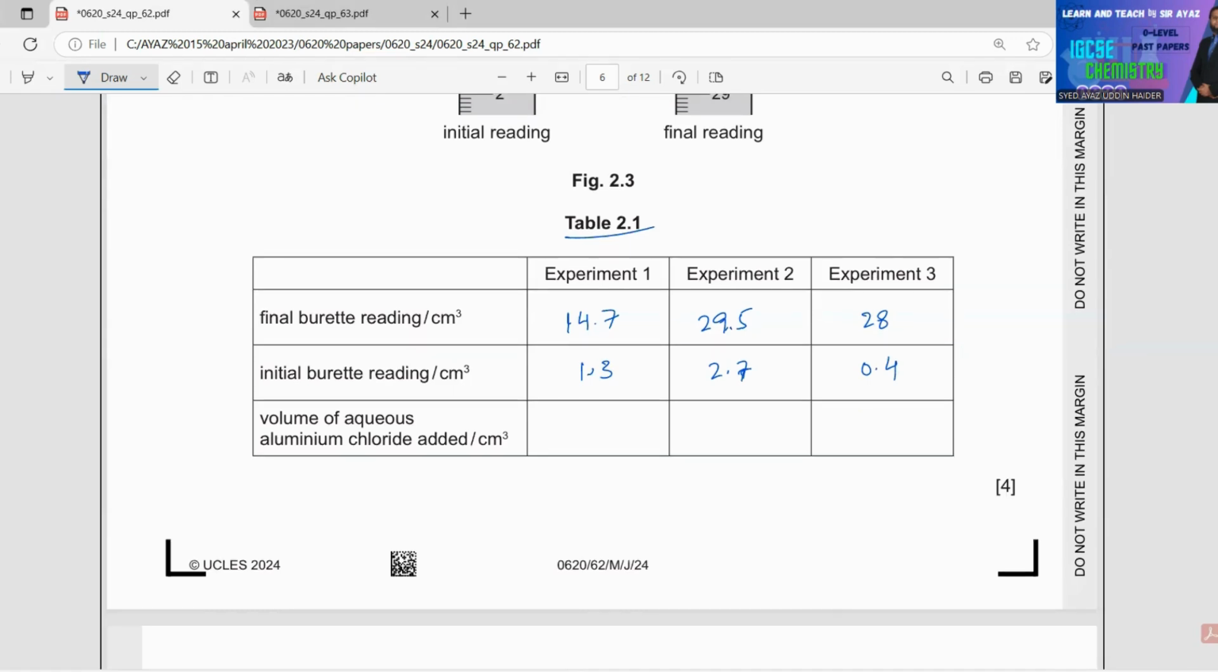Now, in each case, I need to calculate the volume of aqueous aluminum chloride added in centimeter cube. So the first one, 14.7 minus 1.3, 13.4. Experiment 2, 29.5 minus 2.7, we will get 26.8. Experiment 3, 28 minus 0.4, that is 27.6.